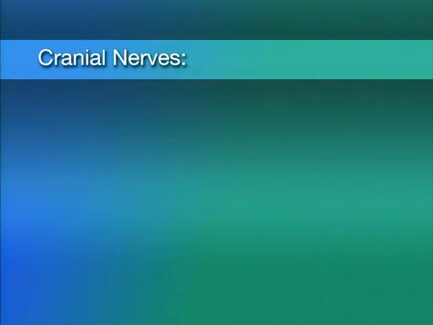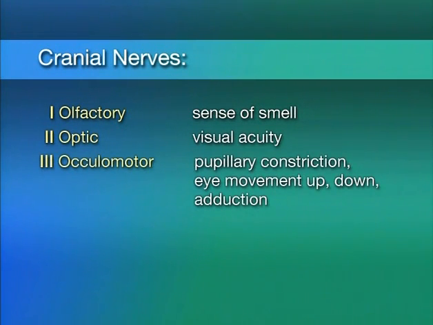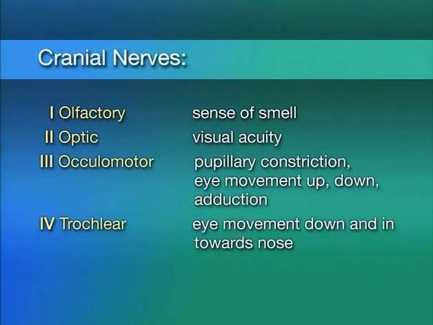These are the cranial nerves and their functions. The olfactory nerve controls your sense of smell. The optic nerve controls visual acuity. The oculomotor nerve controls eye movements as well as pupillary constriction. The trochlear nerve controls eye movement down and in toward the nose.